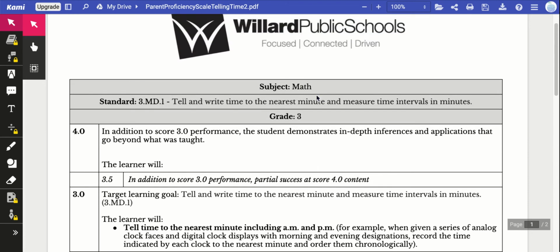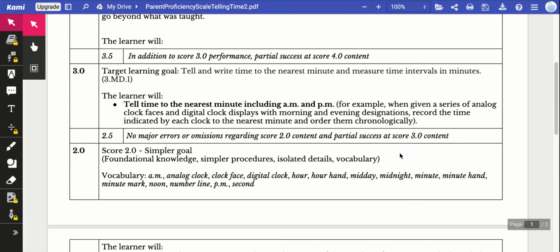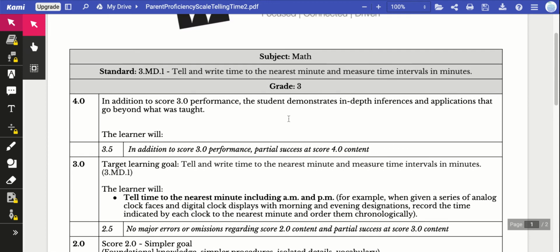Now, up here, the standard is tell and write time to the nearest minute and measure time in intervals in minutes. So this teacher might be blending two standards, but the kids will be handed this sheet and the kids know exactly what the assessment is going to be because this is the assessment, right? The kids know exactly what's going to happen so they can practice. Now, if a student is able to do this, then they can get a 3.0 and move on.